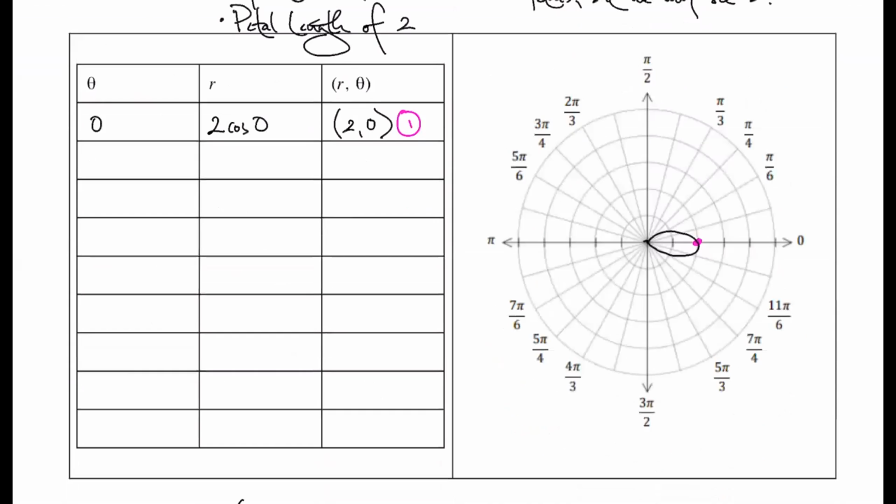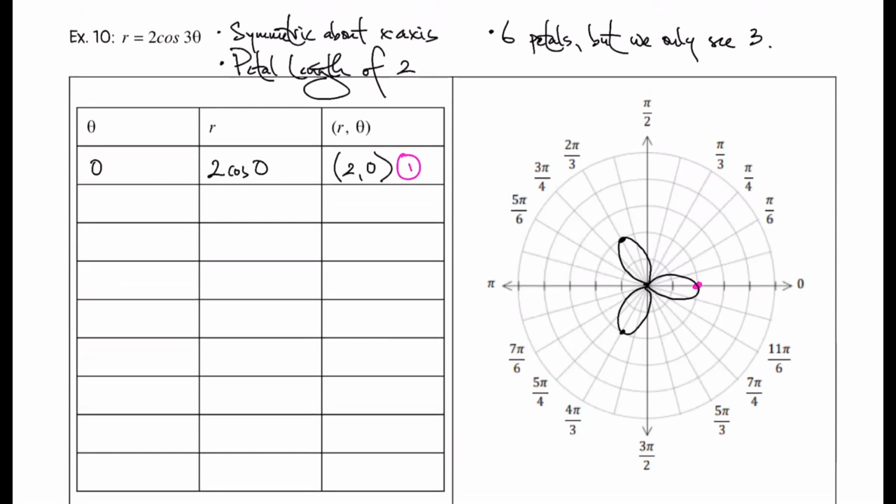So let's figure out where those are. 2 pi over 3, we're going to go out 2. That'll be 1 more petal. And then 4 pi over 3, go out 2 units. That's another petal. Okay.